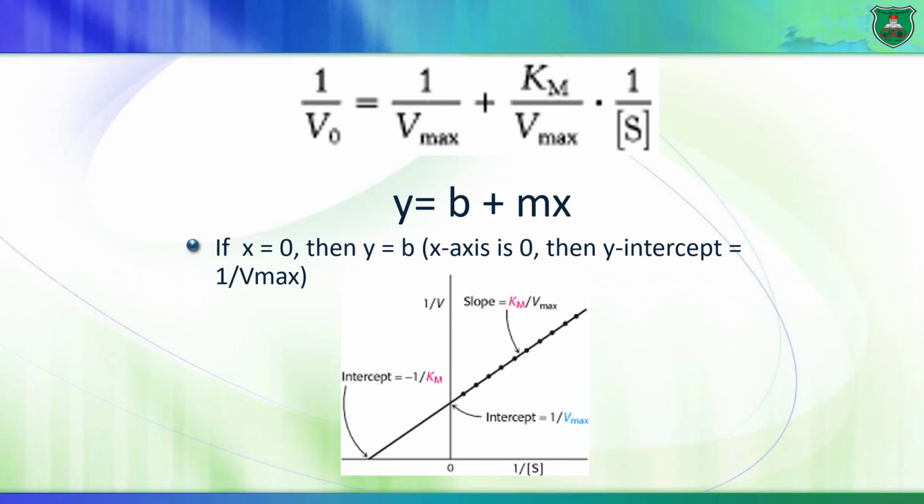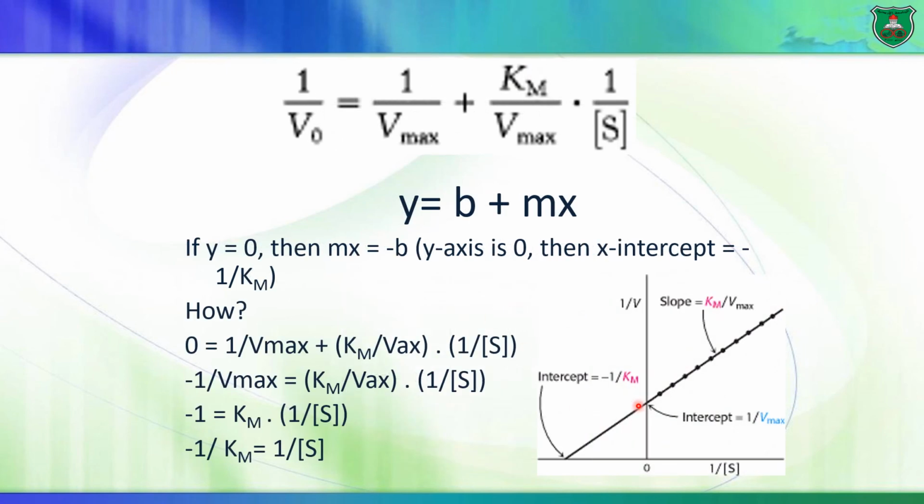What if Y? So let's say that this point right here, the y-intercept, is 10. So what is Vmax? If this is 10, that represents 1 over Vmax. It means that Vmax is 0.1. Let's say that this point right here is minus 10. Now remember that minus 10 is equal to minus 1 over Km, so you can remove the negative sign. Okay, so 1 over Km is equal to 10, so Km is 0.1. So you need to flip it.